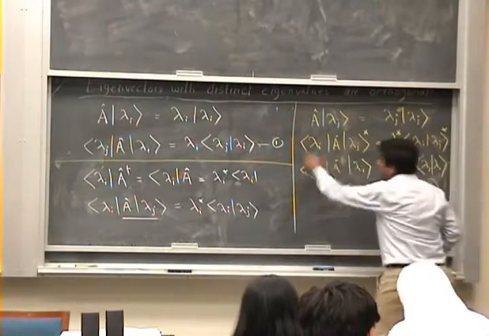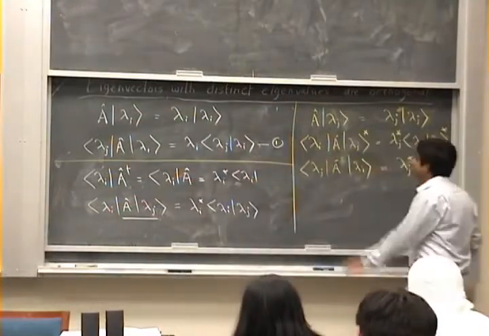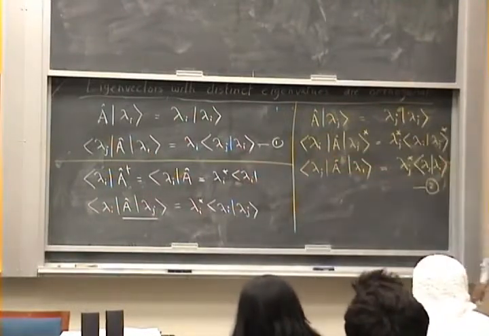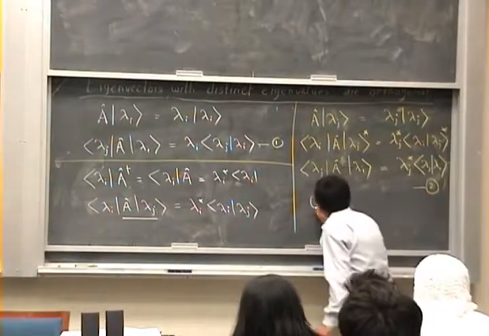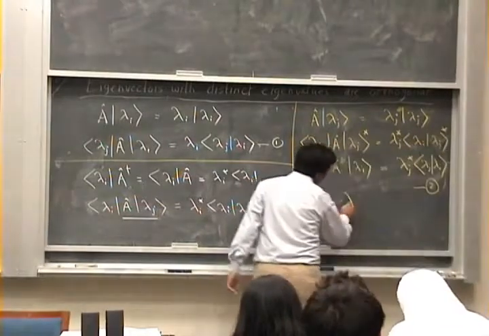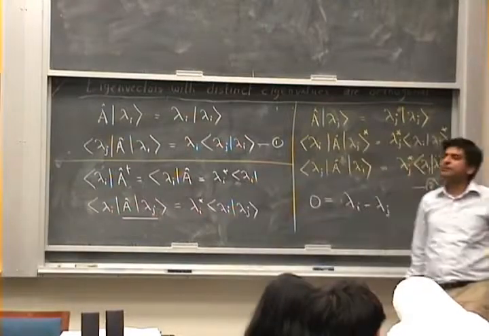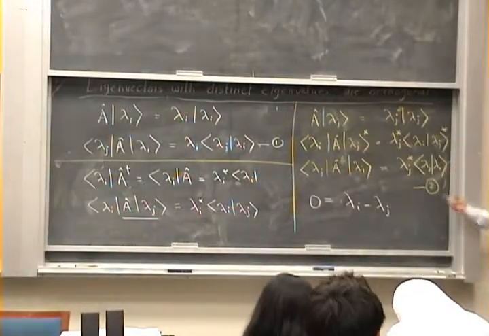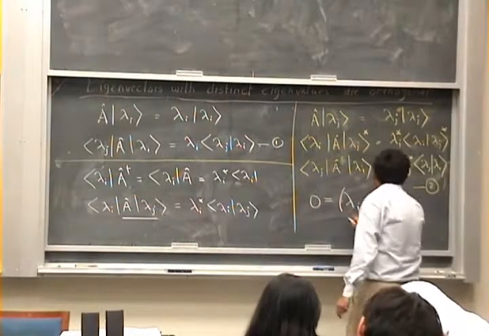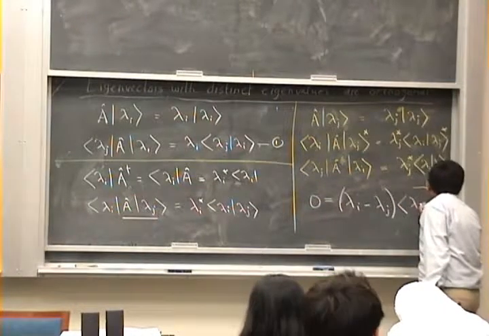Now I have equation number 1 and equation number 2, and I subtract the two equations. This is exactly identical to this. So if I subtract the left hand side, I get 0. And if I subtract the right hand side, I get lambda I minus lambda j star. But is lambda j star equal to lambda j? Yes, because it's an eigenvalue of a Hermitian operator. So 0 equals lambda I minus lambda j into the inner product of lambda j and lambda I.